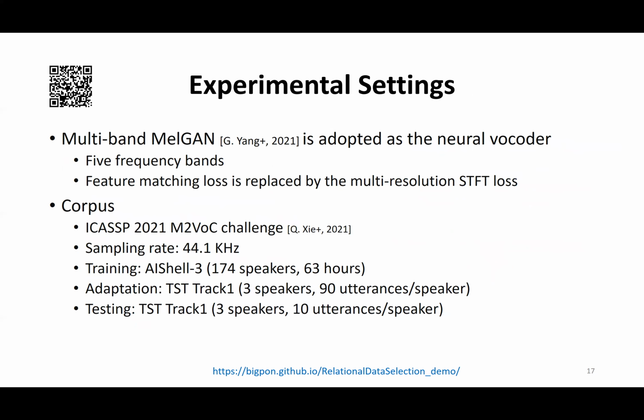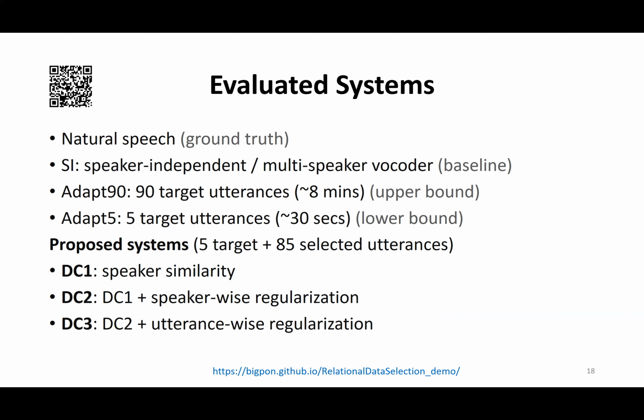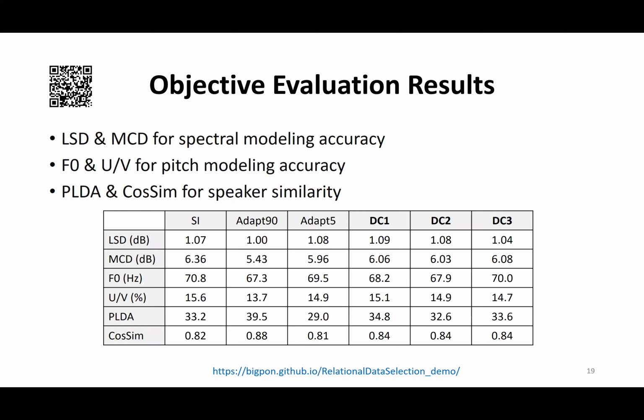Multi-band MelGAN is adopted as the testing neural vocoder in this paper. The corpus used in the ICASSP 2021 and Voice Conversion Challenge is adopted for model training and testing. For reference, including natural ground truth, speaker-independent SI baseline, upper bound adaptive 90, and lower bound adaptive 5, and 3 proposed systems, DC1, DC2, and DC3 were evaluated. 6 objective measurements were adopted. Log spectral distance and mel-cepstral distortion measure spectra modeling accuracy. RMSE of log F0 and unvoiced/voiced decision error measure pitch modeling accuracy. PLDA and cosine similarity measure speaker similarity.